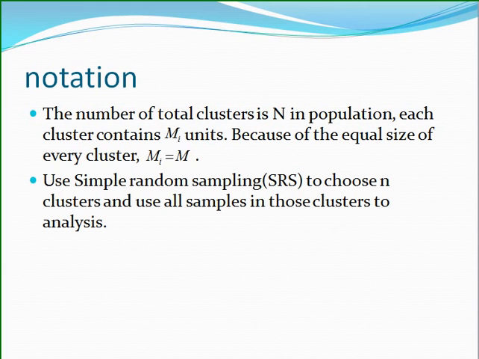Then let's have a look at the notation. The number of total clusters in the population is capital N, and each cluster contains Mi units. The Mi stands for the ith cluster, and since we use equal size in this part, Mi is all equal to M. How do we choose the clusters randomly? We use simple random sampling. How many do we choose? We choose small n. So that's it.